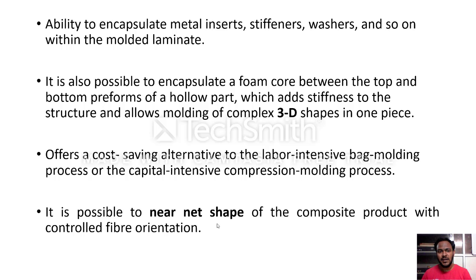Another advantage is the ability to encapsulate metal inserts, stiffeners, washers and so on within the molded laminate. In the molded composite itself, you can insert some metals and some stiffeners and some washers also within the molded laminate. It is also possible to encapsulate a foam core between the top and the bottom preforms of a hollow part, which adds stiffness to the structure, allowing molding of complex 3D shapes in one piece.